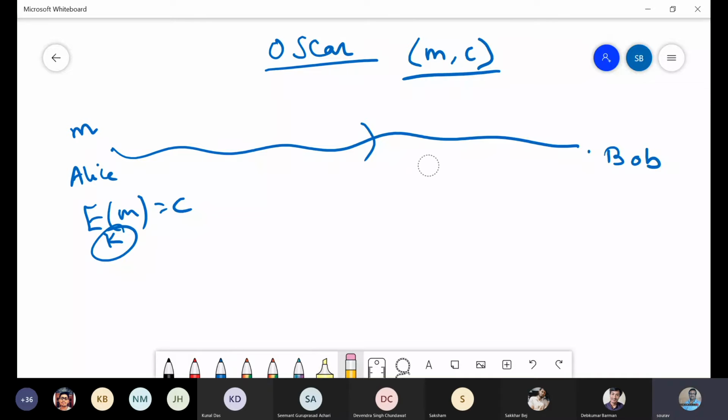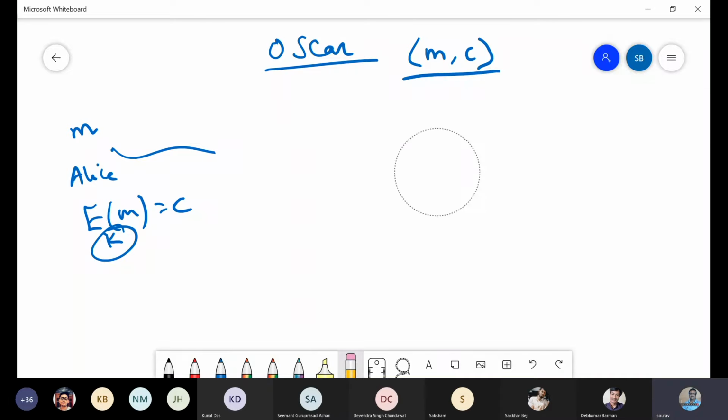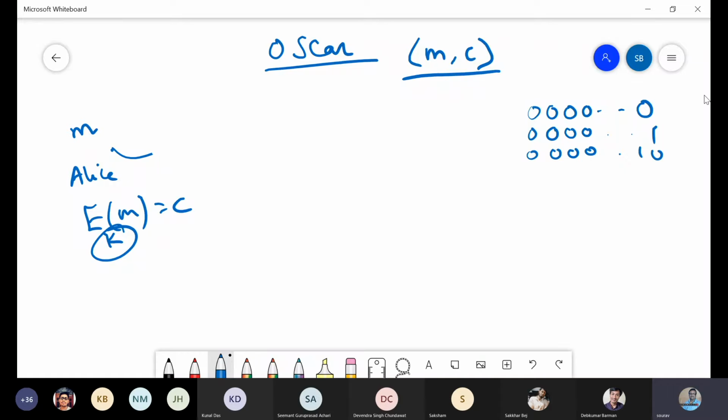What is the key space? 2 power 56. Yeah, the set of all possible keys. So keys are nothing but all 56-bit strings. So 0 0 0 0, all zeros, 56 bits, this could be one key. 0 0 1 could be another key, 0 0 1 0. These are all 56-bit.